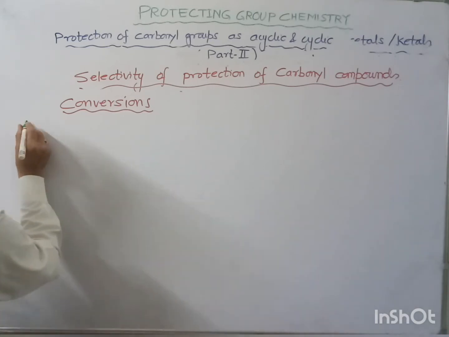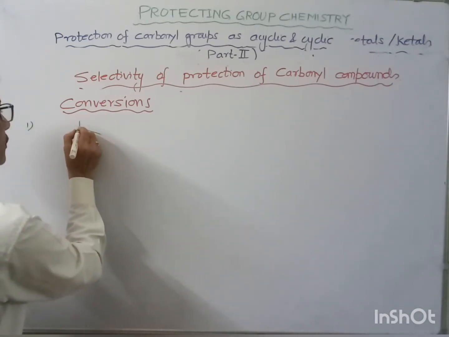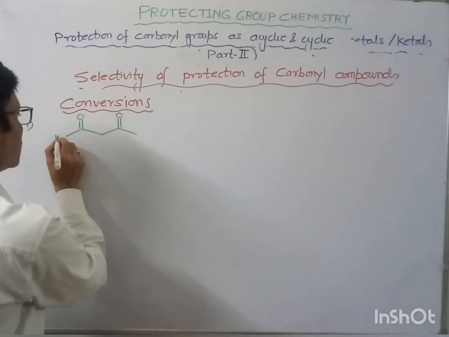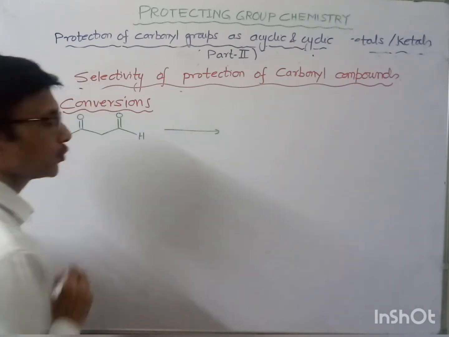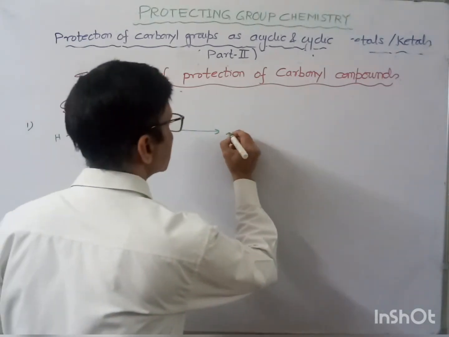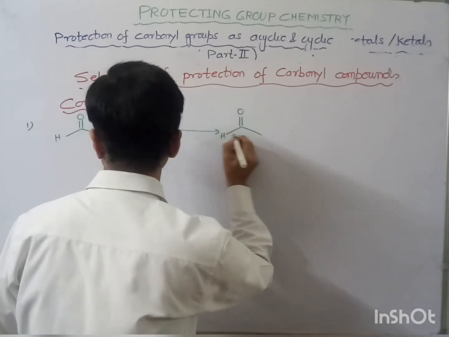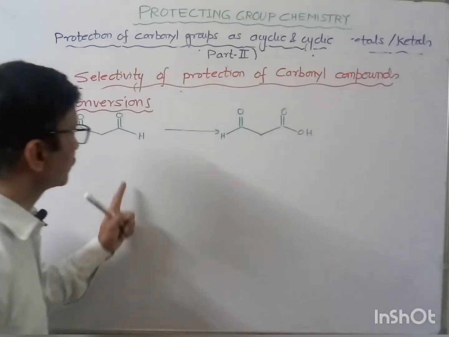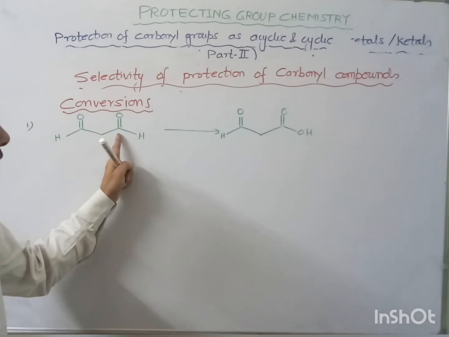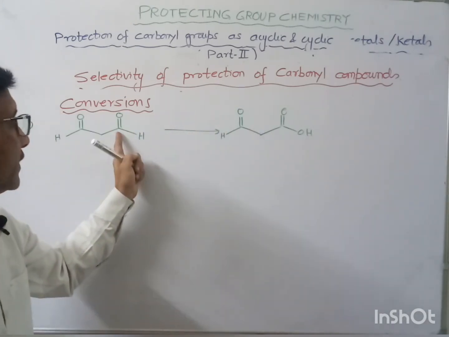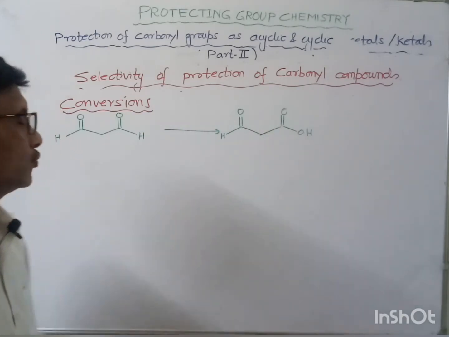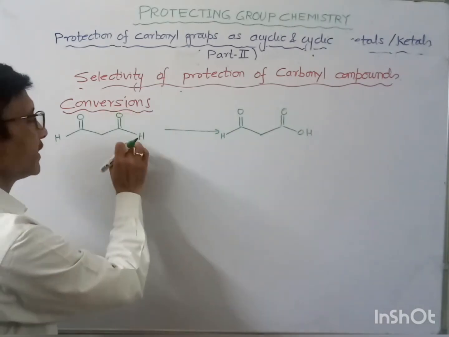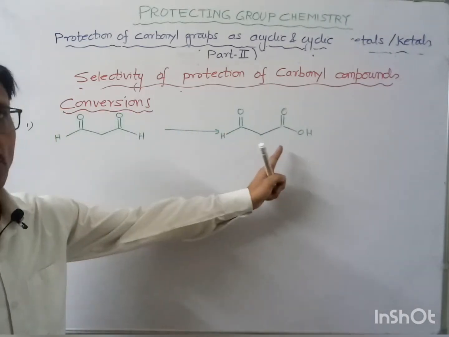Okay, now first one, suppose we have two carbonyl groups in this compound. Now if we want to convert this into this one, you can see that one of these aldehyde groups is converted into this acid group, and the other aldehyde remains unreacted. So to convert this aldehyde into this acid group, we should oxidize it.